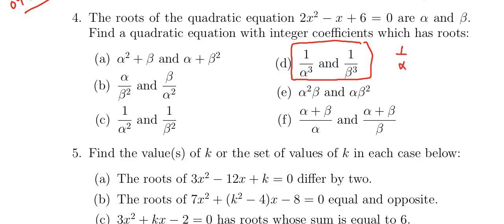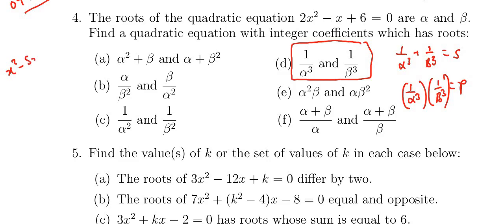So you say 1/alpha cubed plus 1/beta cubed. You add them. This will give you the sum. Then the other one, the product, you multiply these same things here: 1/alpha cubed multiplying 1/beta cubed. So now when you get the sum and the product, then you replace in your formula, because the formula says it's always minus the sum x and then plus the product. So we're trying to make this. Yeah, so this is what you do for each and every question here.